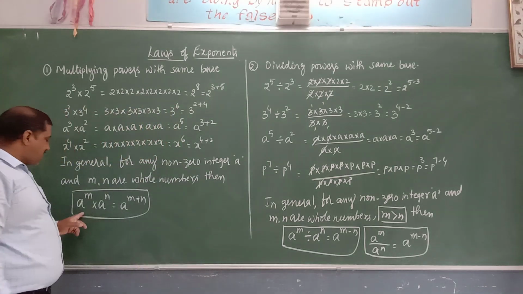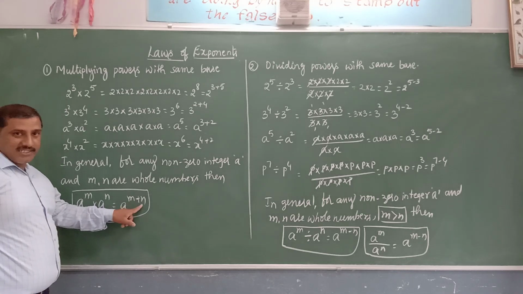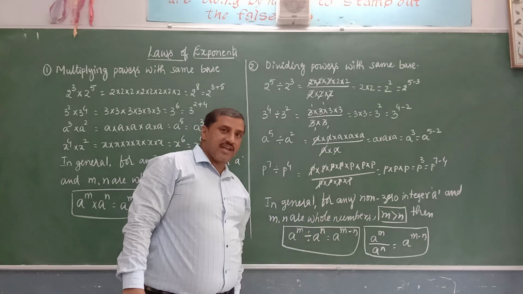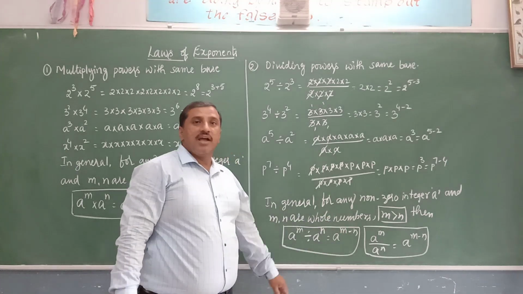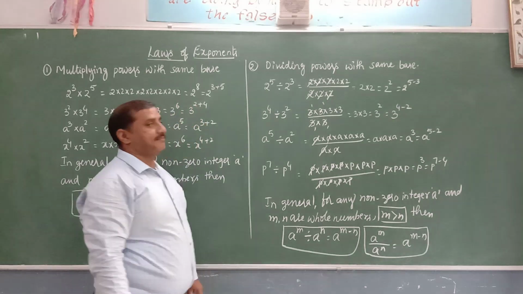The first law is a to the power of m into a to the power of n is equal to a to the power of m plus n. The second one is a to the power of m divided by a to the power of n is equal to a to the power of m minus n. Is it clear, children? Yes.